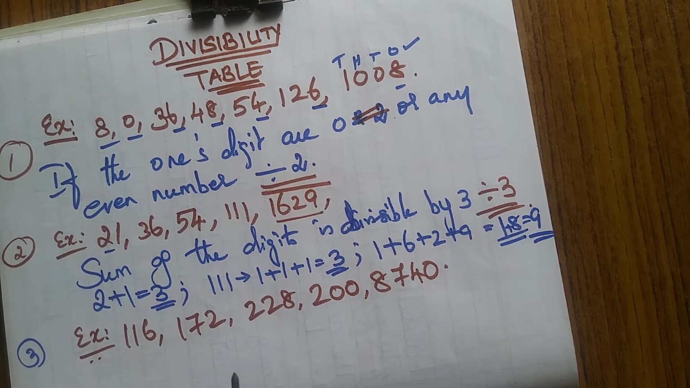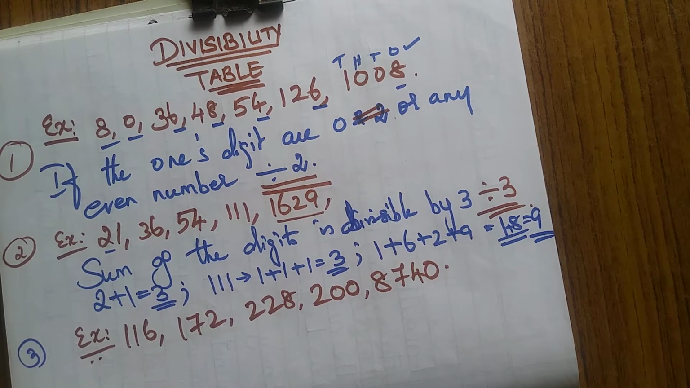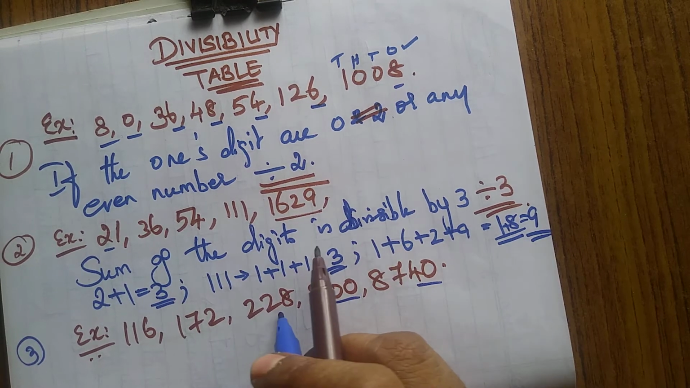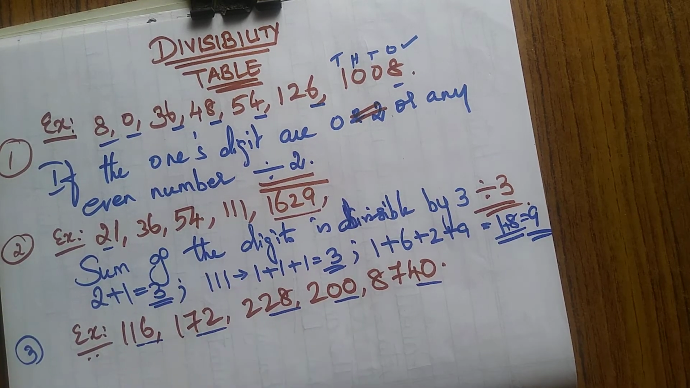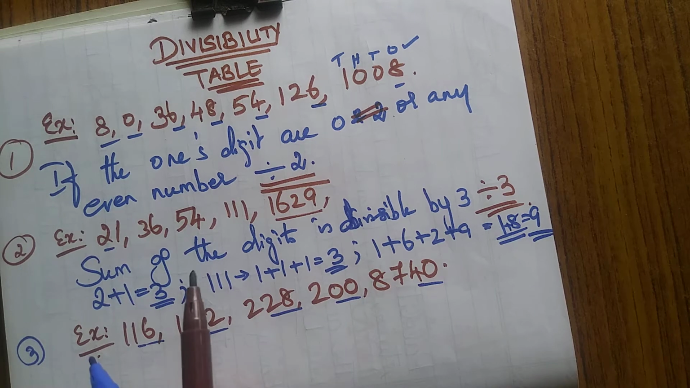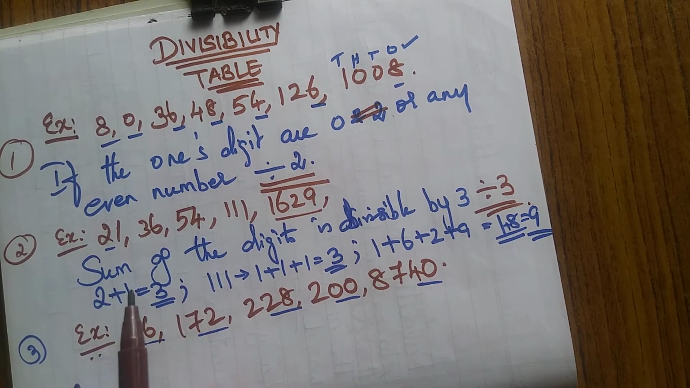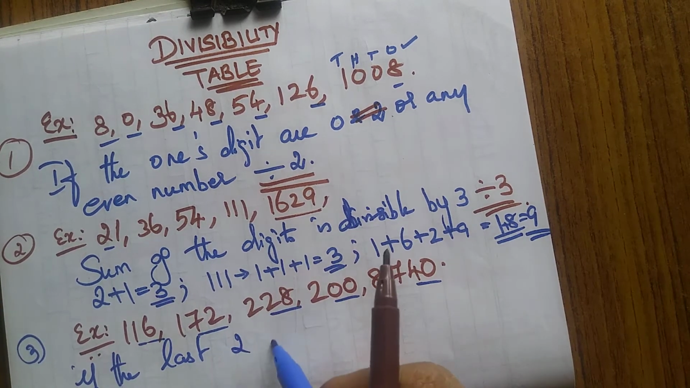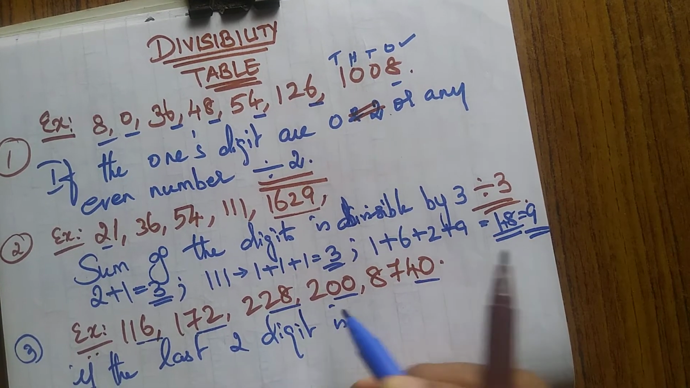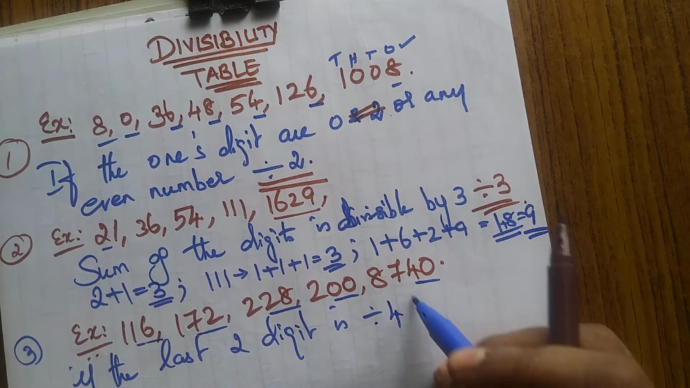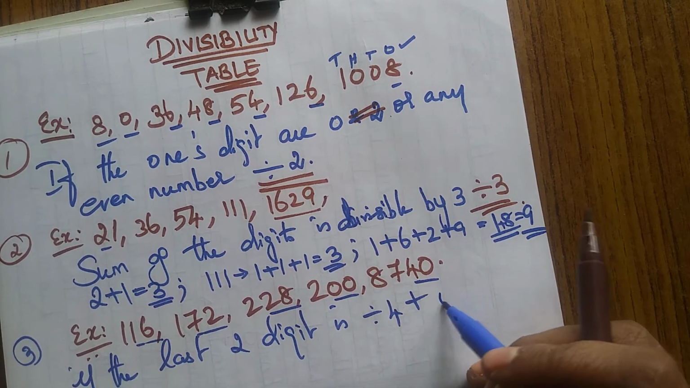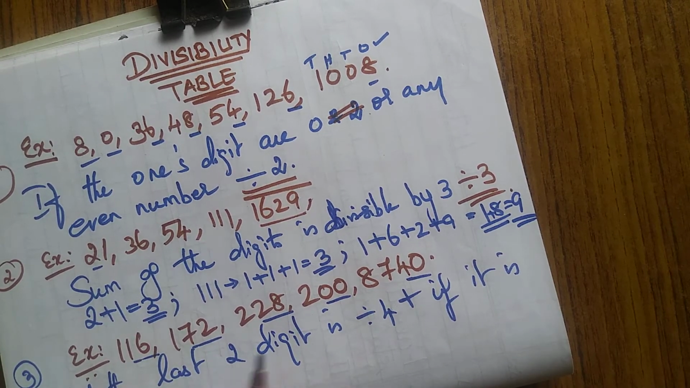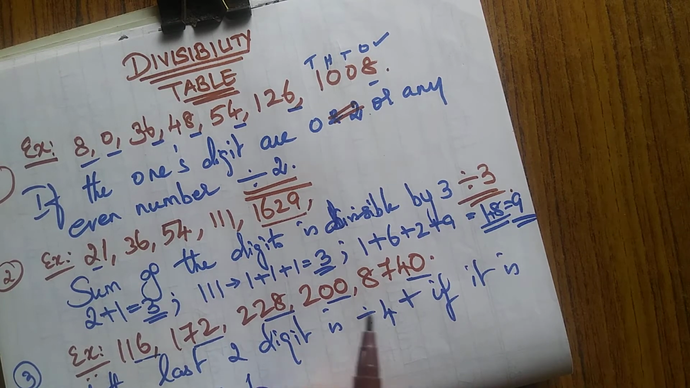Now, how are you going to say? First, you have to see the last two digits. You have to see the last two-digit number, and there lies the rule. So what is the rule? If the last two digits are divisible by 4, or if they are double zero, then the number is divisible by 4.